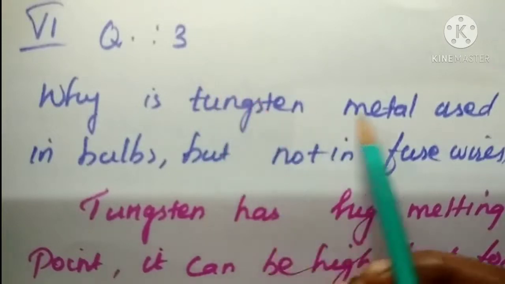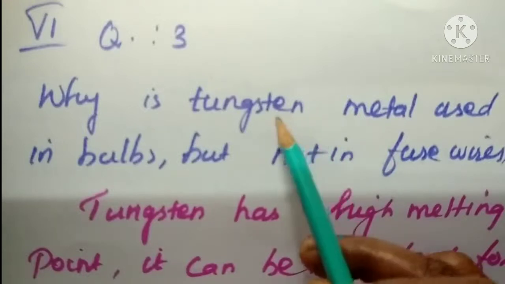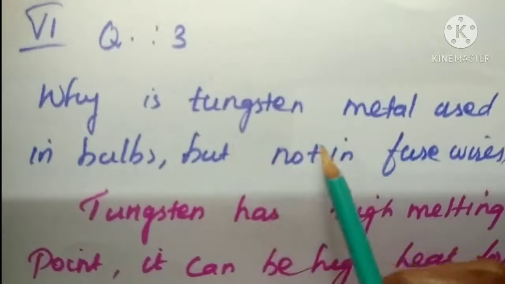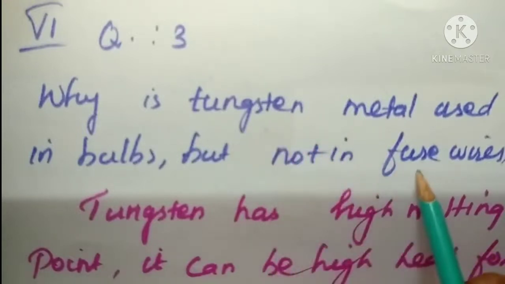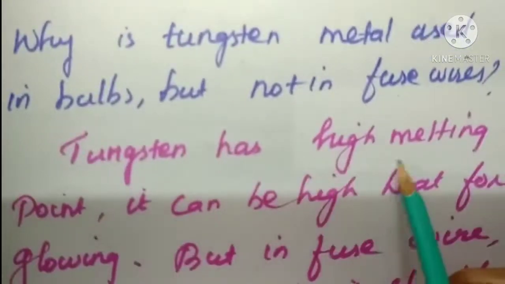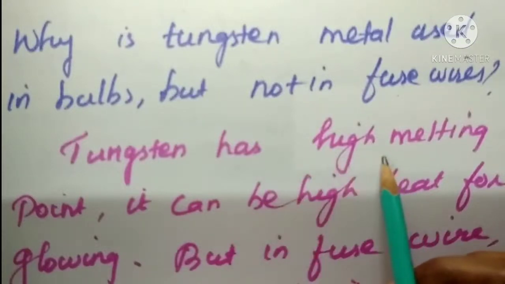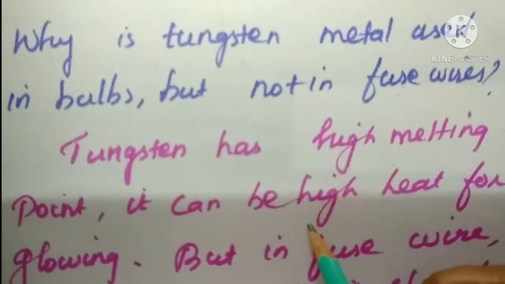Why is the tungsten metal used in bulbs but not in the fuse wire? Tungsten is used in the bulb, but it is not used in the fuse wire. Why? Write the answer. Tungsten has a high melting point. It can take high heat for glowing.